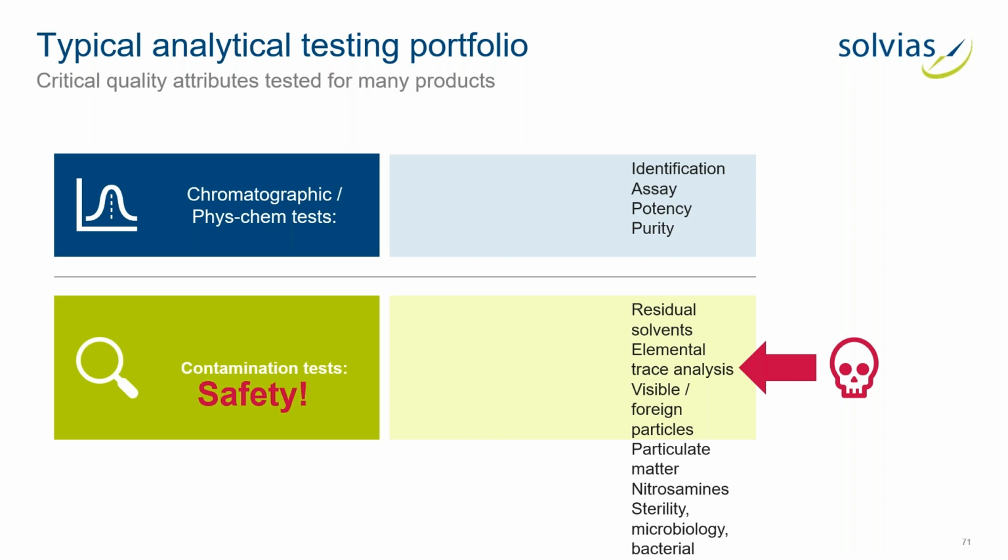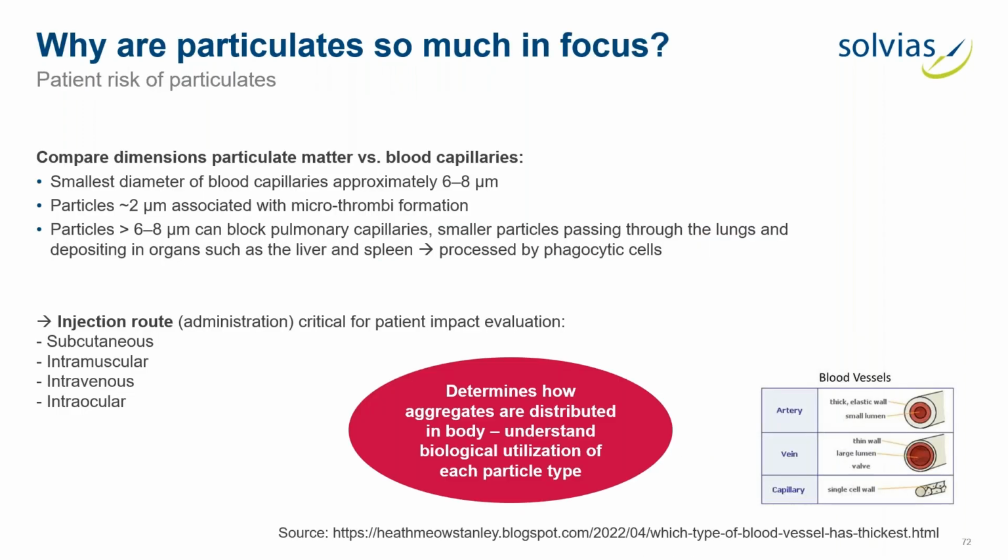And this is actually where the patient safety is. The contamination is the relevant part. This is what we are going to focus on. And why are the particulates so much in focus? It's actually because sensitive parts of our body are in the same size range as the particulate matter that we are talking about. It's the micrometer size range. Our blood capillaries are exactly in that size range. So whenever you get something, for example, injected, there is a potential health risk if there is a particle present.